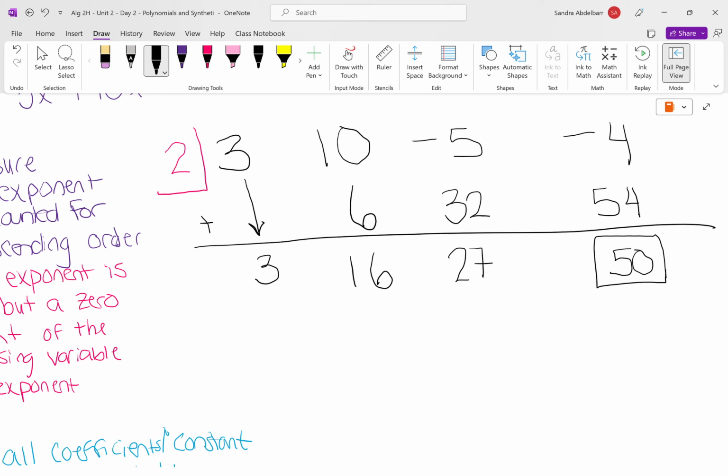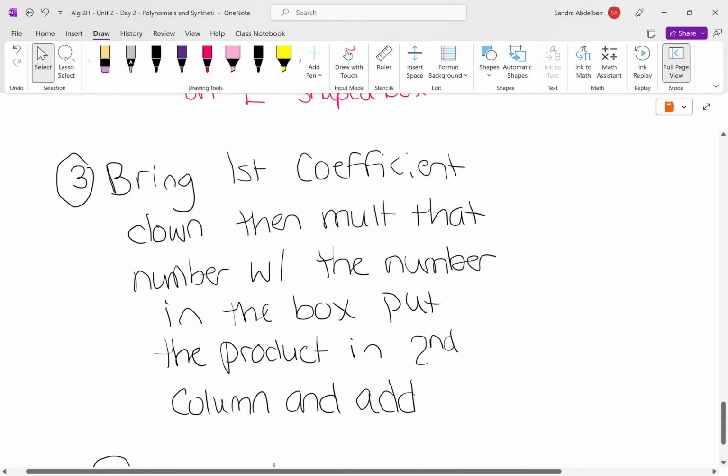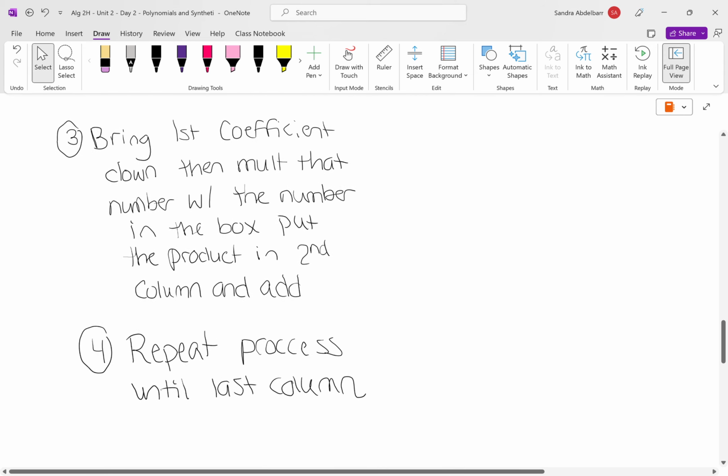Like, what's the point of this? In some scenarios, it's a quicker way to do direct substitution. And down the line, like months from now, we're going to do synthetic division, which this will then come back into play. So it's just another option for direct substitution that makes it at times a little bit quicker.